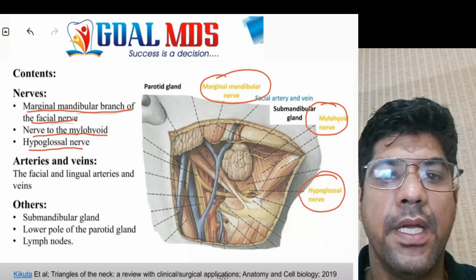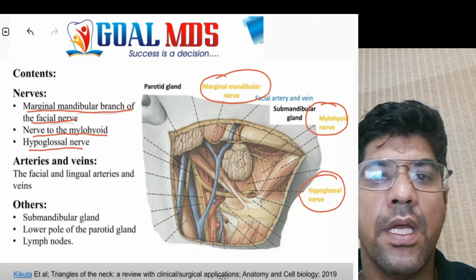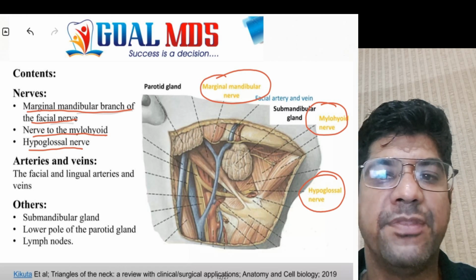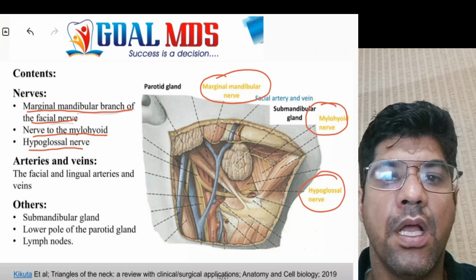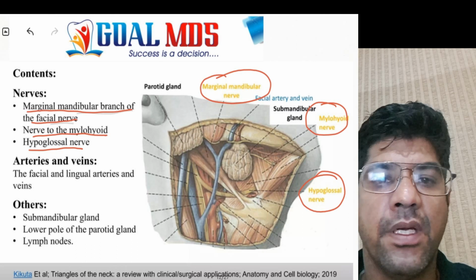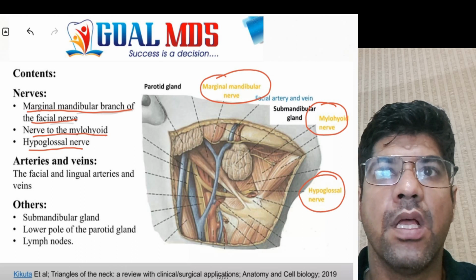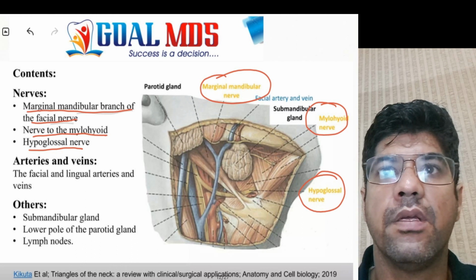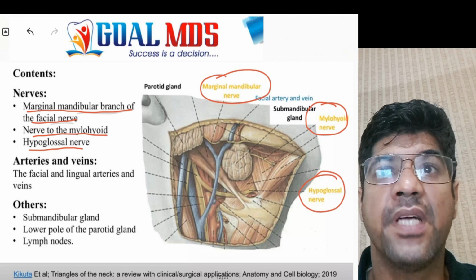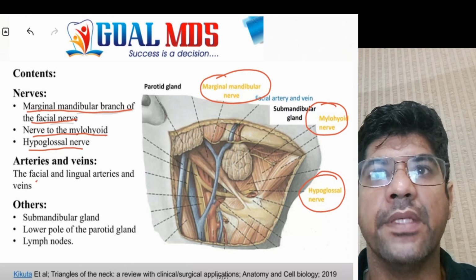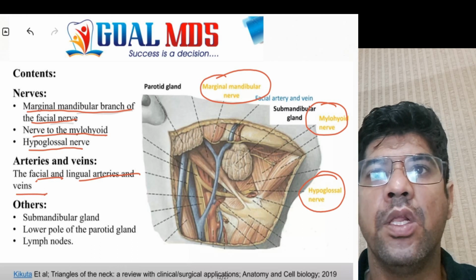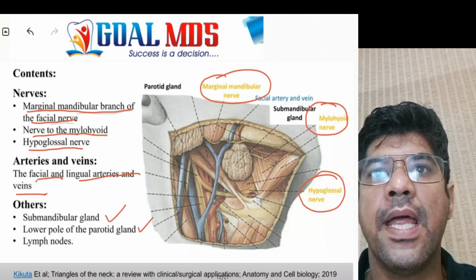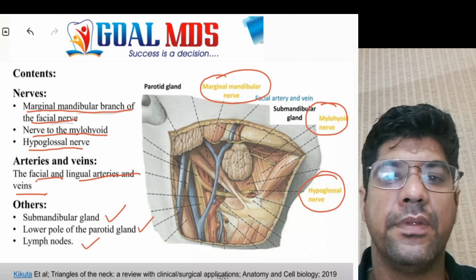Lingual artery, deep lingual artery. A branch of the lingual artery provides blood supply to the tongue and the adjacent structures. Hypoglossal nerve. The arteries are the facial and the lingual arteries, and the veins. The other structures are the submandibular gland, lower pole of the parotid gland and the lymph nodes.